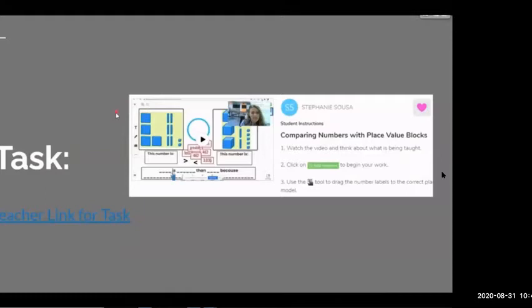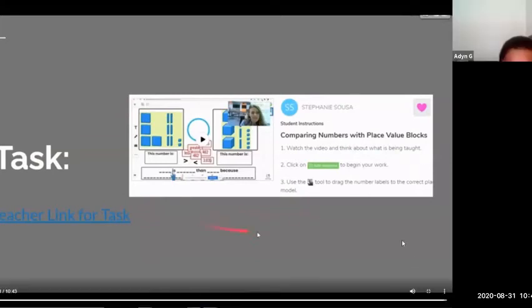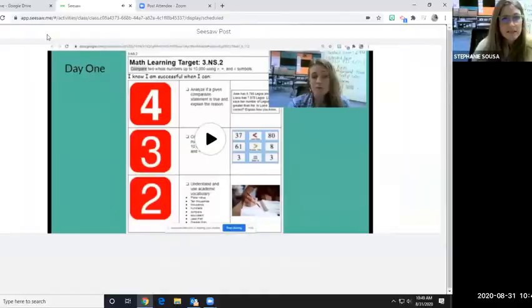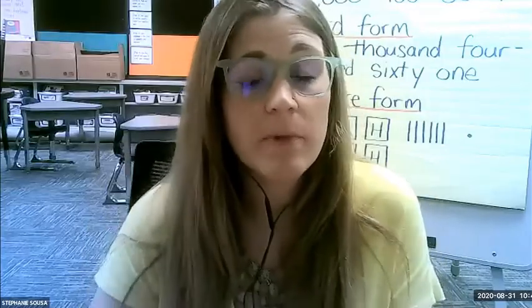So you are going to complete a task today. That task is on Seesaw, and your teacher will be happy to go over those directions with you. Okay, today is just an overview of comparing numbers. What questions are there about how to compare numbers or about the symbols that we use? What questions are there?